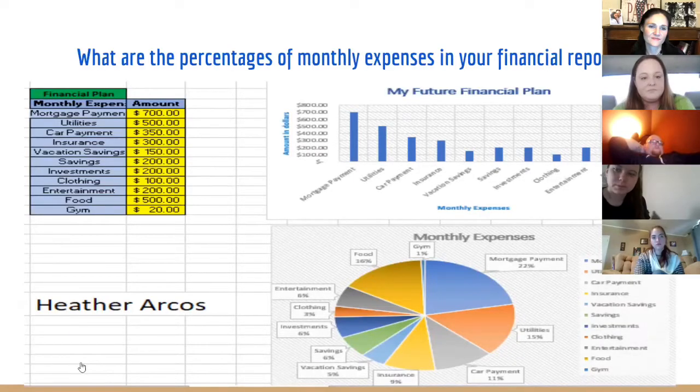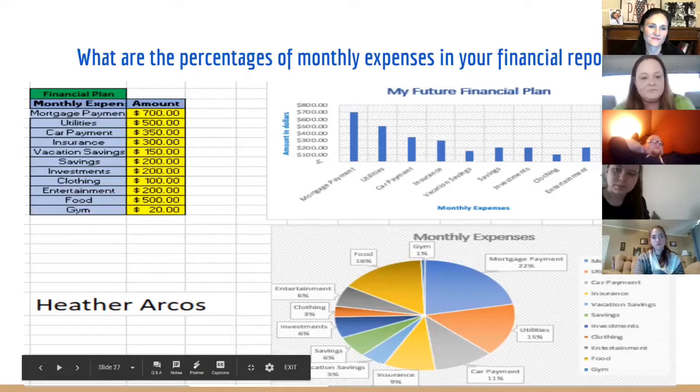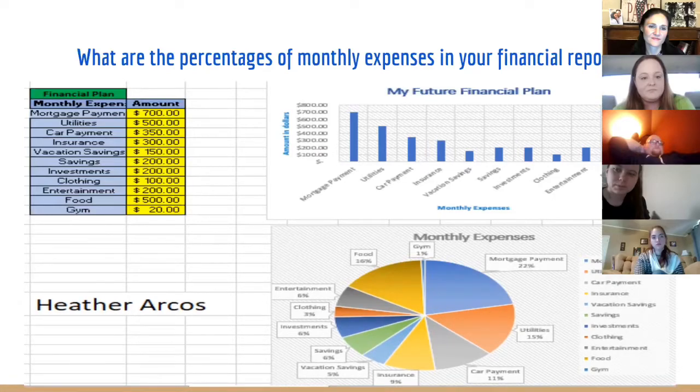Hey, Heather, what are the percentages of monthly expenses in your financial report? Thank you, Matt. This report's probably my favorite. My report shows what I expect to be spending in 5 years. It shows my greatest percentage is going to go to a mortgage payment for a new house, at about 22%. From there, I'm going to spend 16% on food, 15% on monthly utilities, 11% for a car, and 9% on insurance. I will also save money, so I'm not spending it. I plan on saving about 6% for emergencies, and then about 5% for vacations or travel.